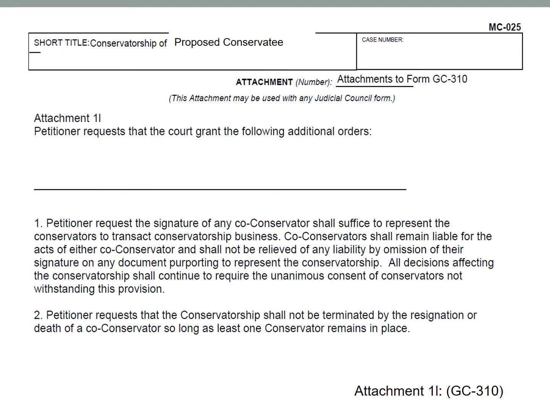If you have more than one conservator, then you should have an attachment 1L. If you have only one conservator, you should not have an attachment 1L. This attachment requests that each conservator have equal power, the decision of one conservator will bind the others, and the conservatorship will not terminate if one conservator resigns or dies.